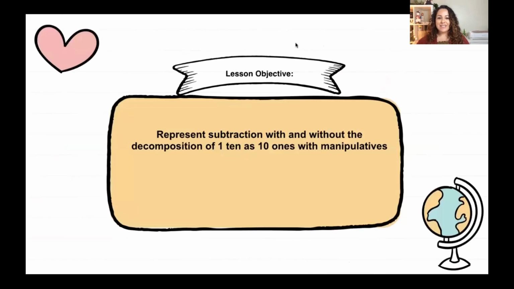So our objective today is we are going to represent subtraction with and without the decomposition of 1 ten as 10 ones with manipulatives. What that means is we are going to be subtracting, and sometimes we might have to unbundle a group of 10. So I'm going to show you what that means in a little bit. So let's go ahead and continue.